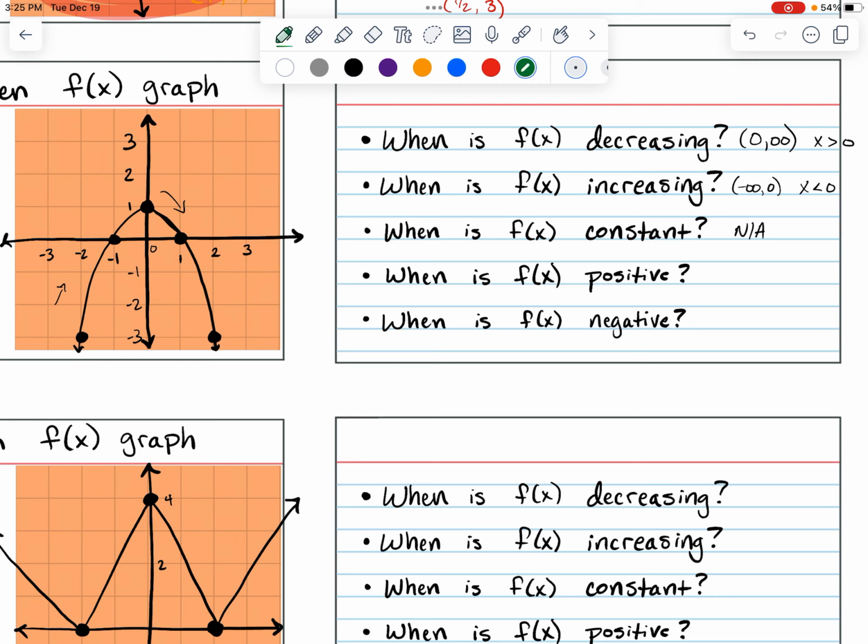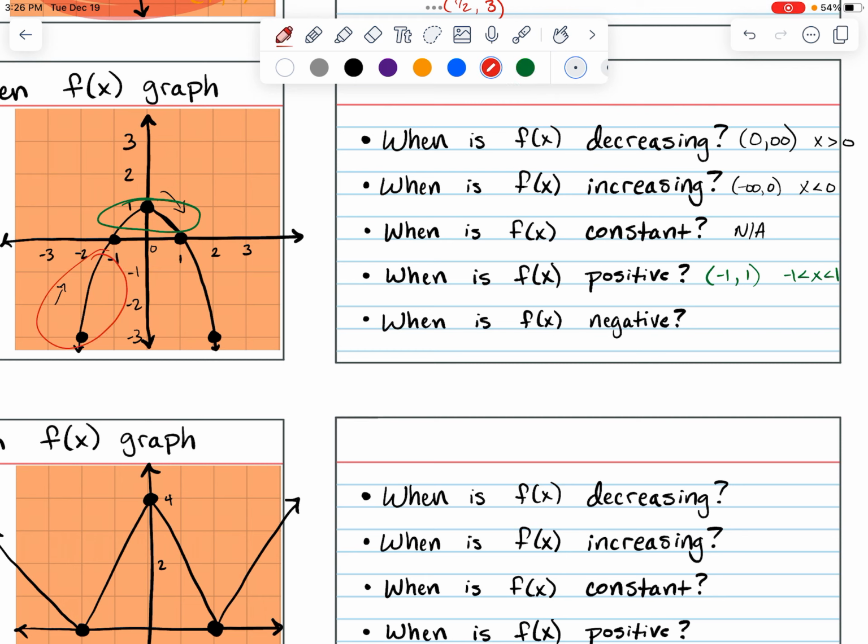When is f of x positive? So positive means above the x-axis. All right, so that is going to represent above the x-axis. That happens from the interval from -1 to +1. Okay, or we could write that as -1 < x < 1.